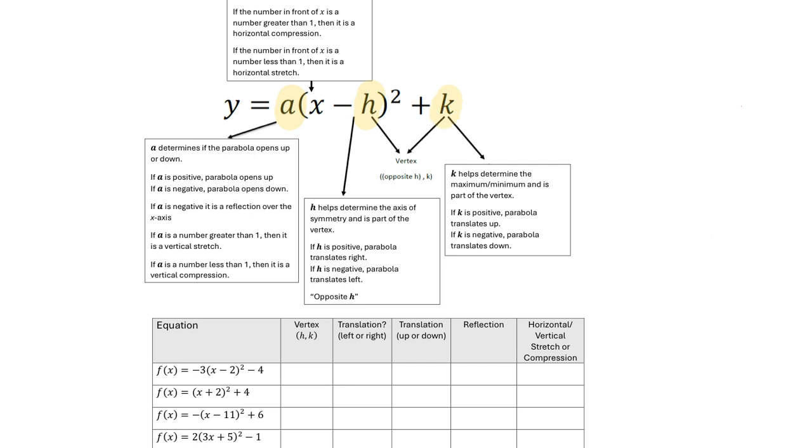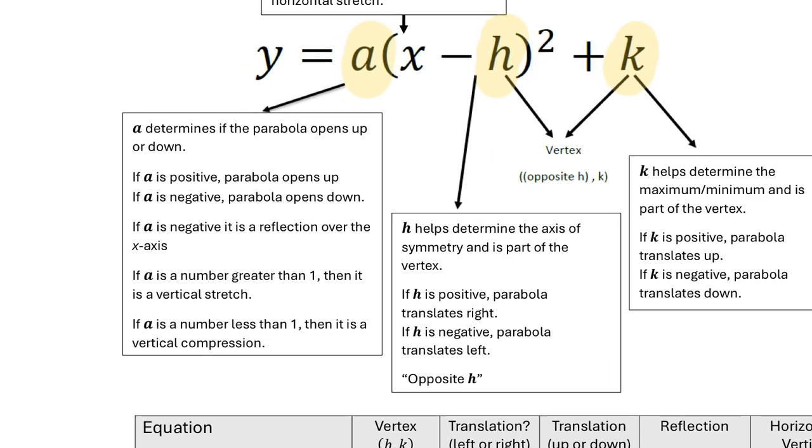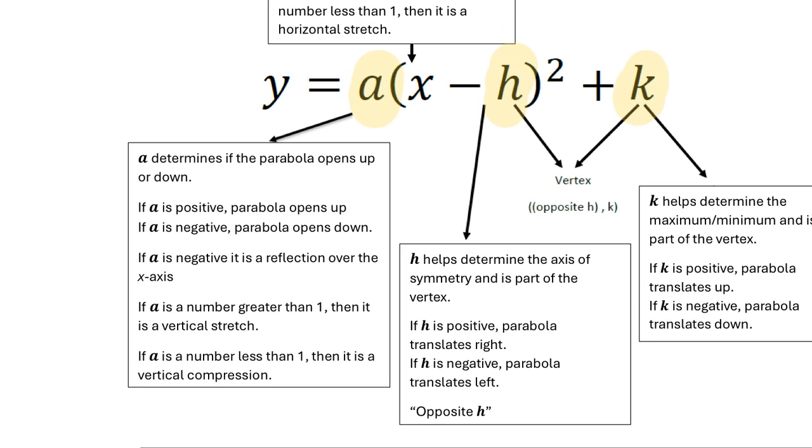So A, as we know, determines how the parabola will open. Positive A, it opens up. Negative A, it opens down. And if A is negative, that makes it a reflection over the x-axis. So that's one of your transformations there. If A is negative, it's a reflection over the x-axis.